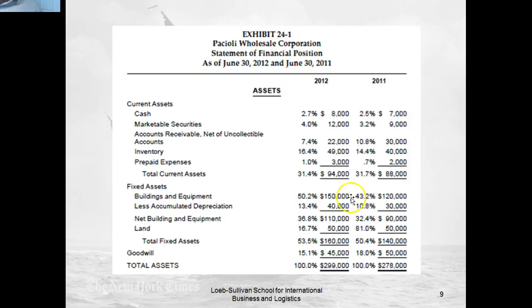It looks like we bought some more fixed assets. Our depreciation obviously increased, but it increased as a percentage of assets as well because we're depreciating this new asset, I assume. And our goodwill went down. That probably means we had some kind of an impairment.